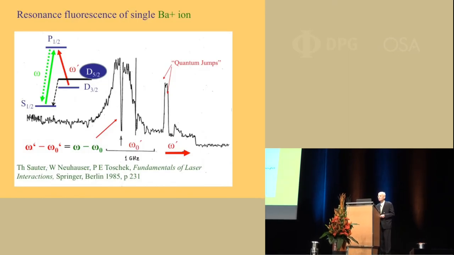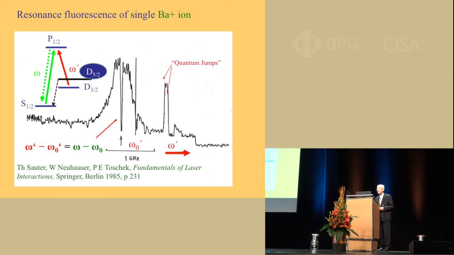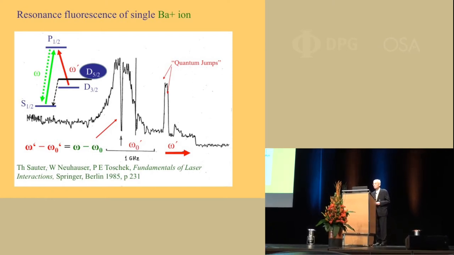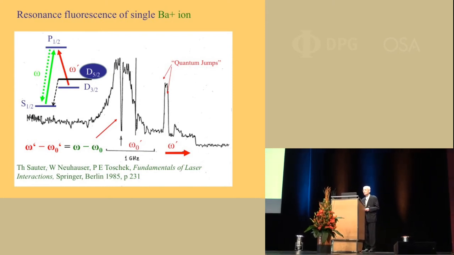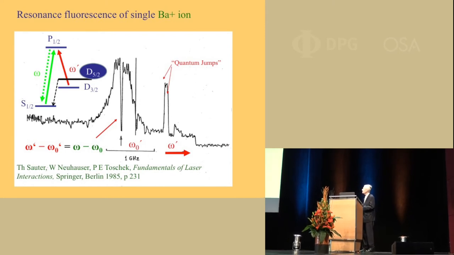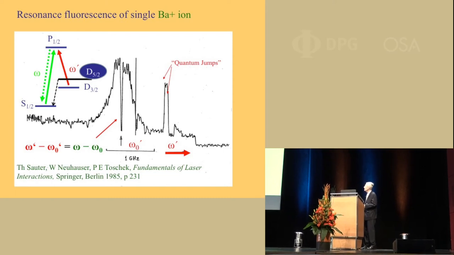Since we can see eigenvalues with a single system, it should be possible to see quantum jumps. And in the mid-80s, it was kind of fashionable to look for quantum jumps. And this is one of the fluorescence recordings with the scanned red light in this level scheme of barium.